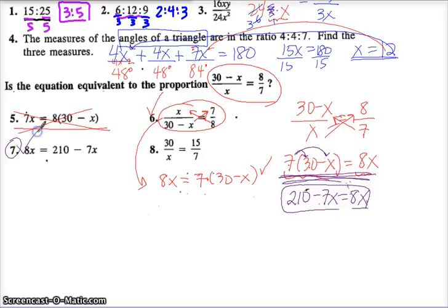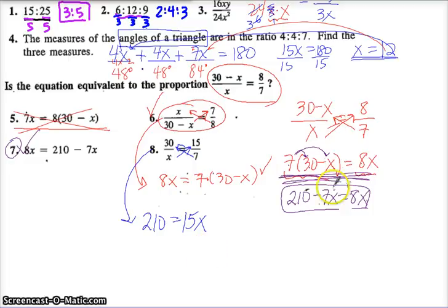So yes, 7 works. Okay, let's check number 8. 8, we need to find the cross product. So 7 times 30 is 210, and 8 times 15 is 15x. X times 15 is 15x.